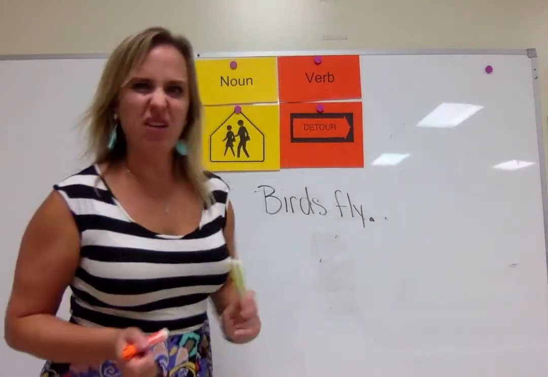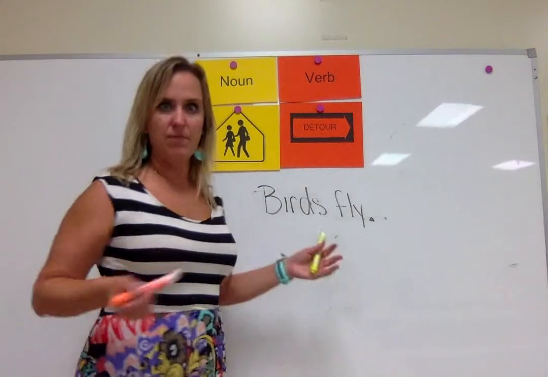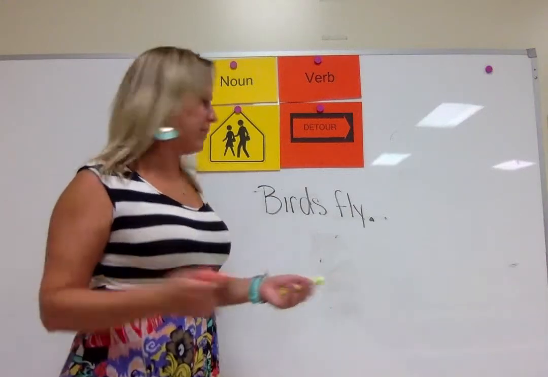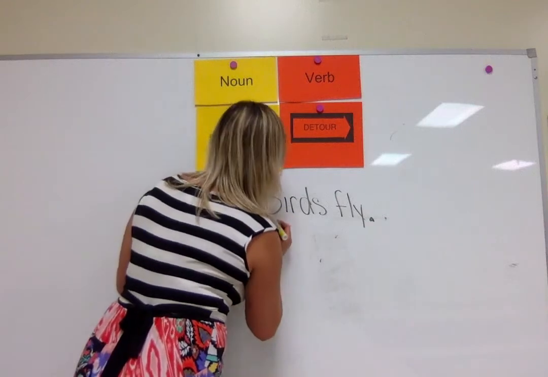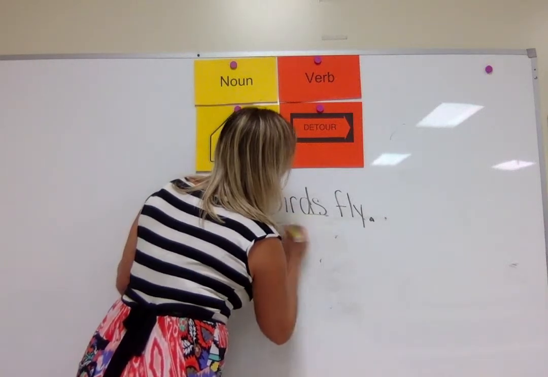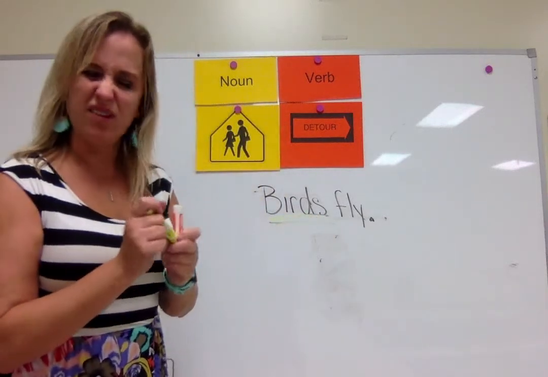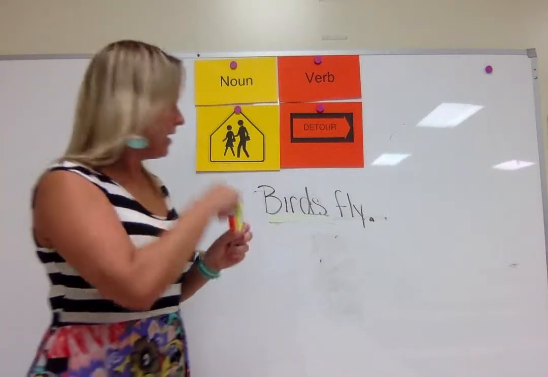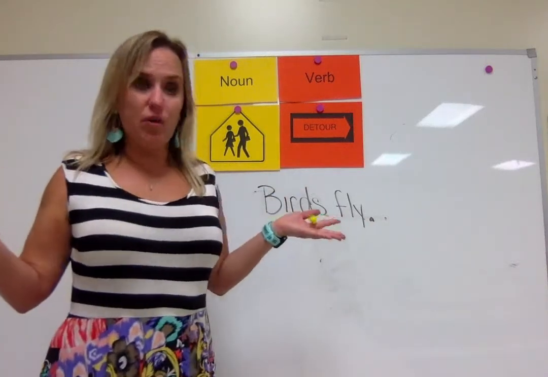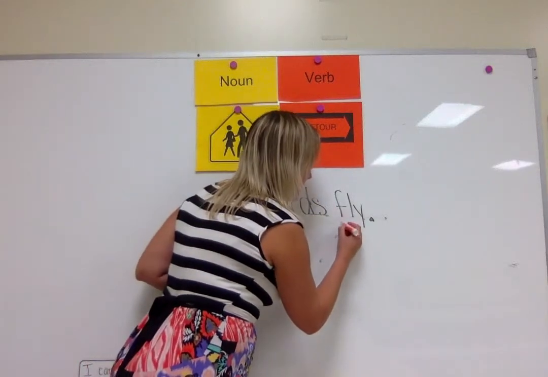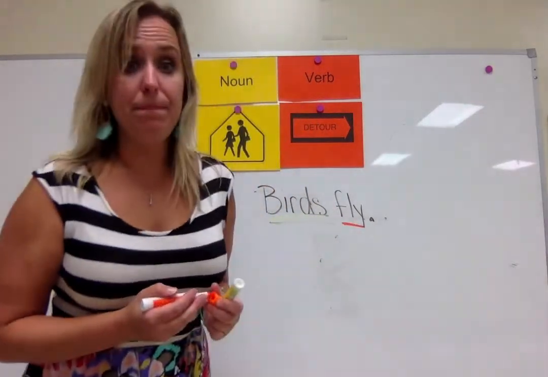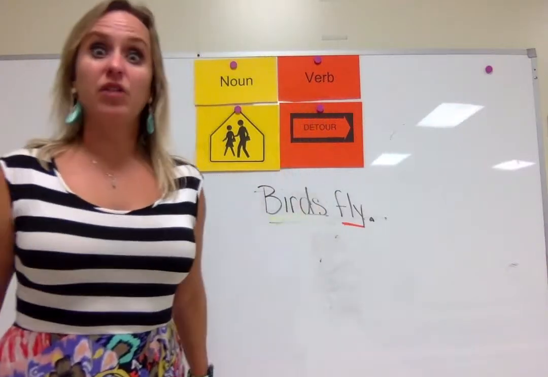Okay, I'm going to start with my noun, okay? Who or what are we talking about? Oh, okay, my who or my what is the birds, okay? I'm just going to underline it right there with my yellow. It's kind of hard for you guys to see, but it's up there, okay? What do the birds do? What's the action? What's the verb? They fly.